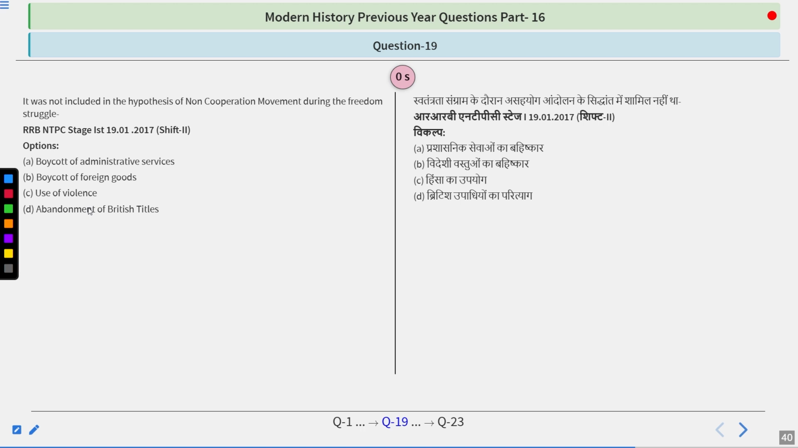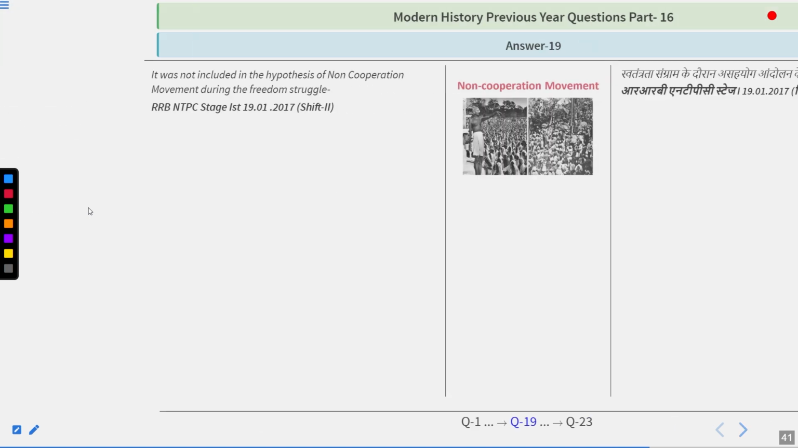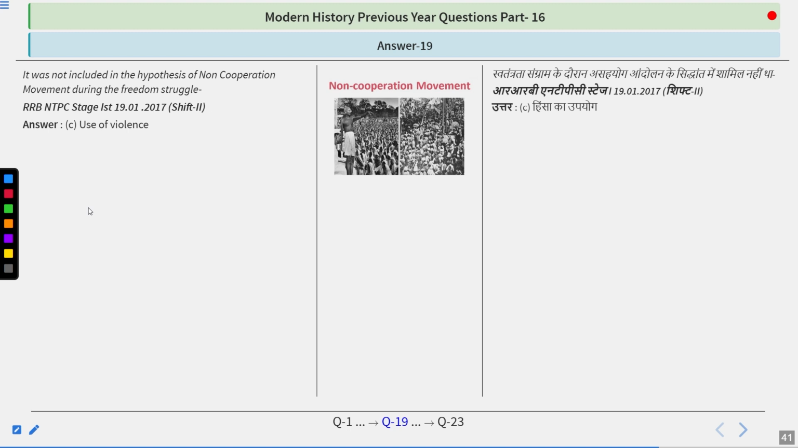And once again, I guess your thinking is right, because the answer is use of violence. Gandhiji literally said that please do not use violence, but people did not comply. And on 4th of February, the Chauri Chaura incident in 1922 happened. After that, the non-cooperation movement was called off.